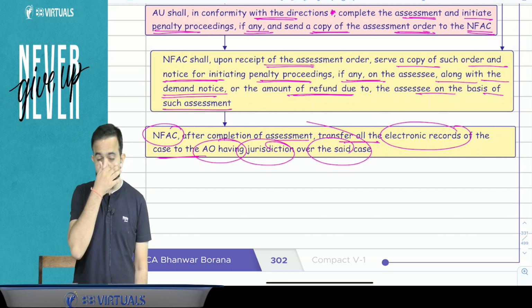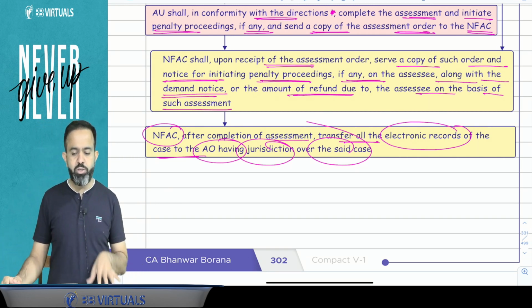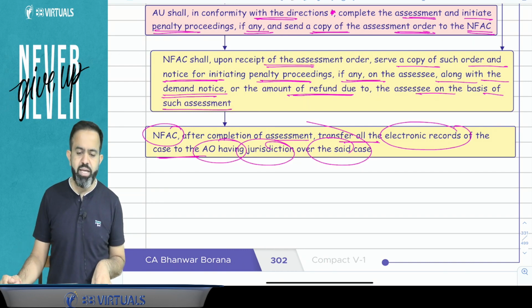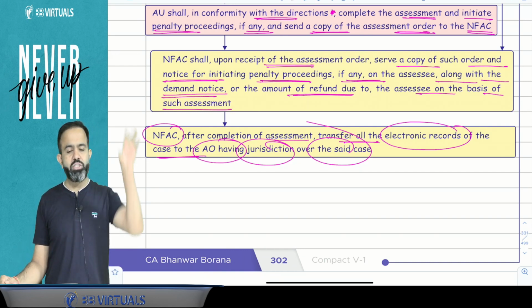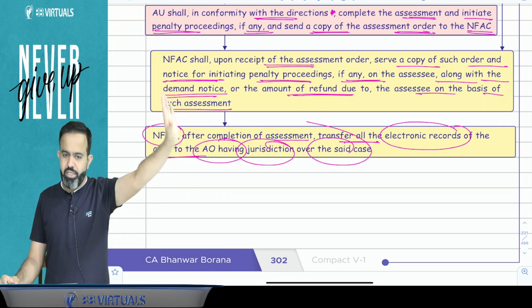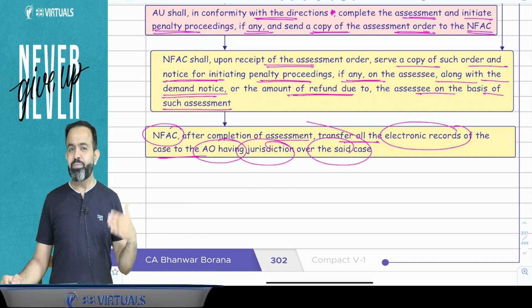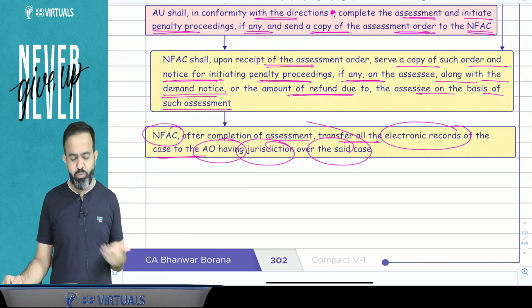So suppose that assessee belongs to Chennai, then guys, whatever the electronic record related to that assessee, after completing the assessment, NFAC will transfer that record to the Chennai assessing officer. So in future he may take care of those records. Okay, so all the record will be transferred to the officer having the jurisdiction over the case.